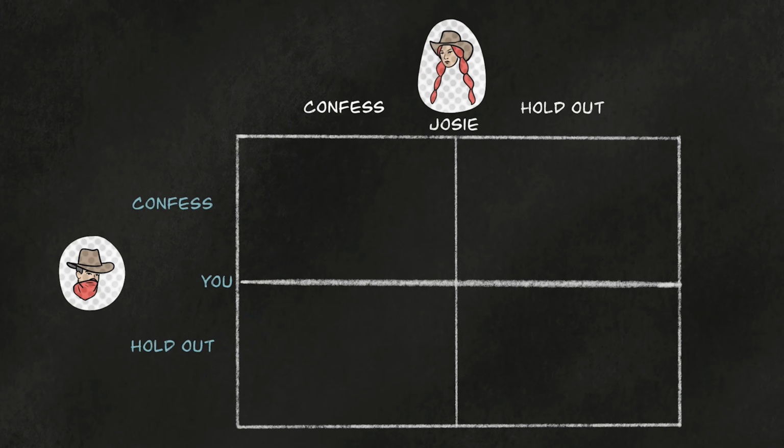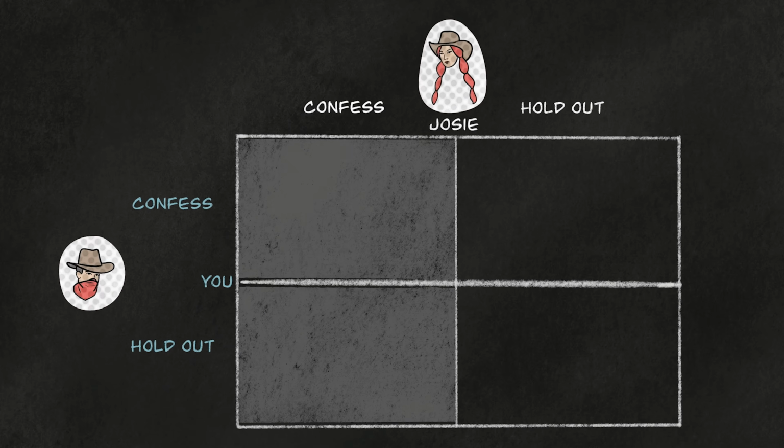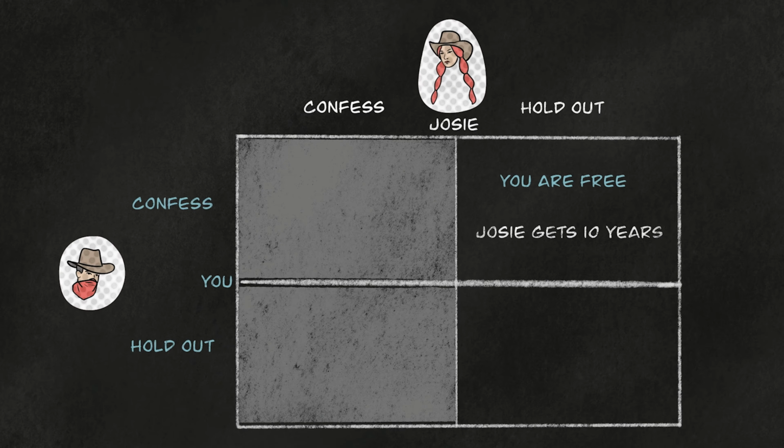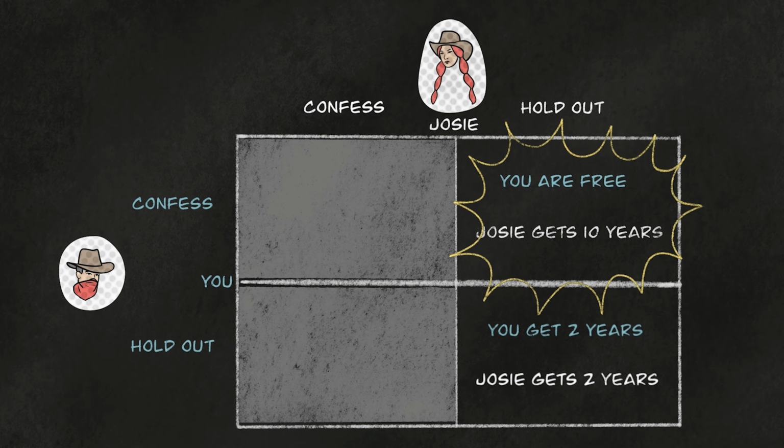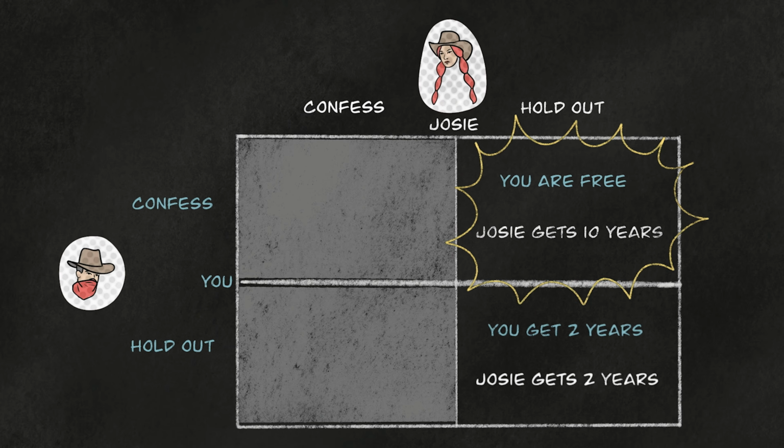Now let's go the other way around, and let's say we block off the confess column for Josie. What this means is that you are certain that Josie is going to hold out. Again, if you confess, you're released. You're off scot-free. If you hold out as well, you both get 2 years. So again, in this case, if you know Josie will hold out, you want to confess. In both of these cases, regardless of what Josie did, confess or hold out, you had a dominant strategy, and that was to confess yourself.